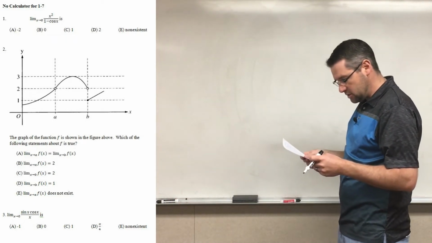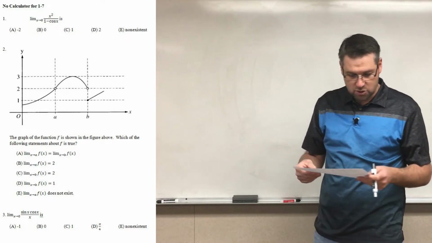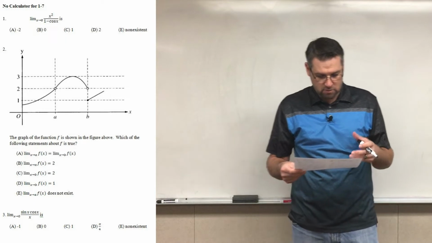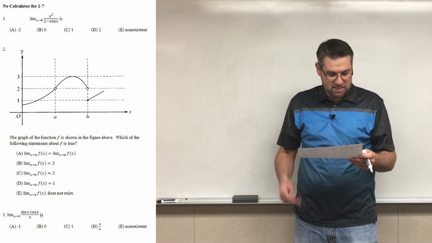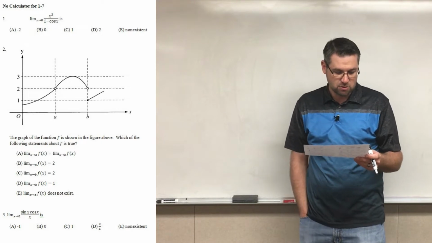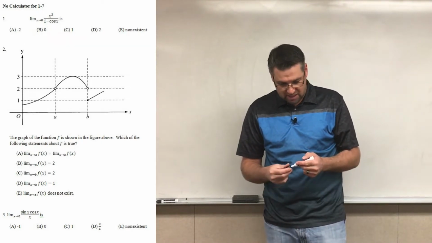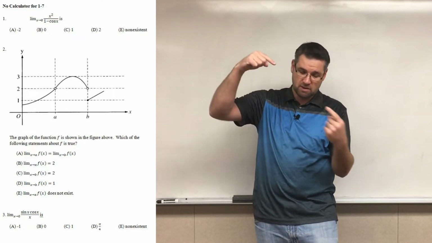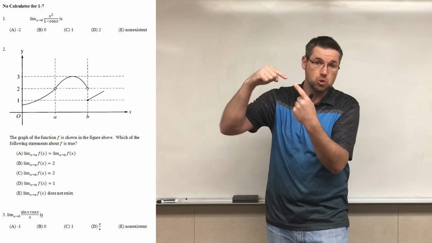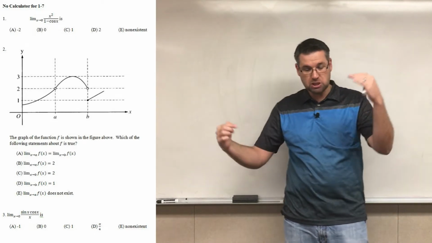it's asking us to state which of these is true. So this one's pretty straightforward. There's no algebra to look at. It's just graphical. So we say, okay, the limit as x approaches a of f of x is equal to the limit as x approaches b of f of x. Well, if we look at the graph, we can see the limit as x approaches a from both sides, the limit from the left and the limit from the right, are both 2. But the limit as x approaches b is approaching two different values.